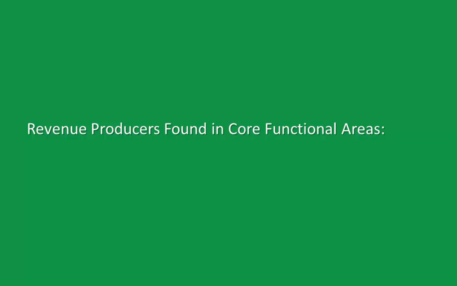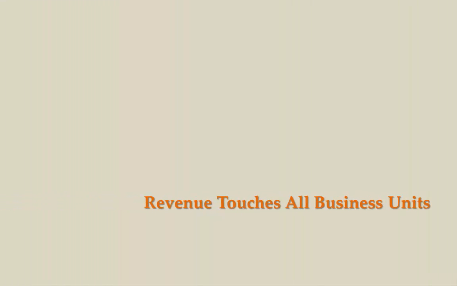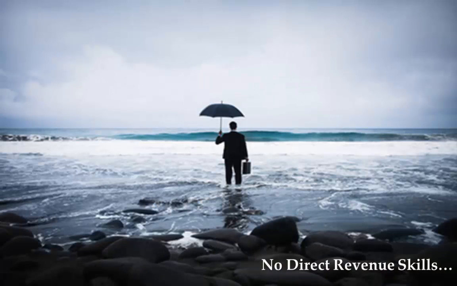So revenue producers found in core functional areas are operations, logistics, production, sales, distribution and delivery, and marketing, advertising and promotion, and finance. Now, indirect revenue generators are human resources professionals and information technology professionals. Keep in mind that, like technology, revenue touches all business units. With that in mind, the no direct revenue skills, these are the individuals who function in a support role.